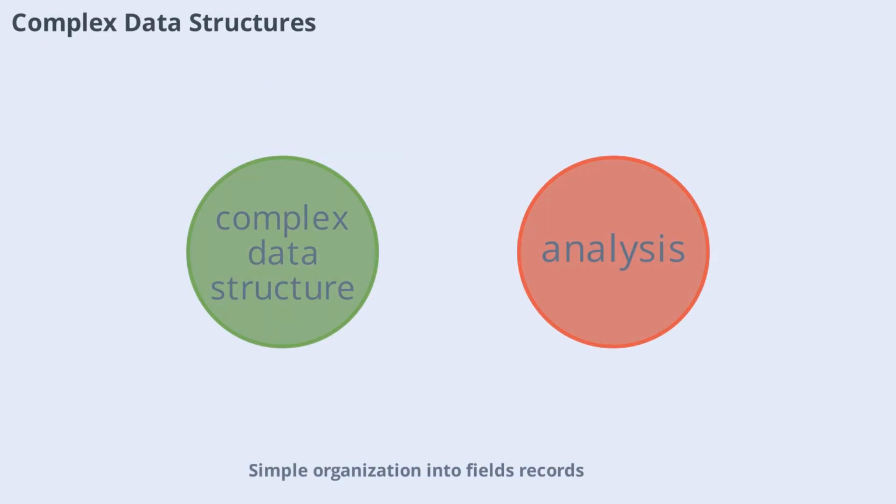Simple organization into fields, records, and files isn't always enough for complex data processing. That's where advanced data structures come in. Studying these involves 3 steps: describing the structure logically, implementing it in code, and analyzing its memory and processing requirements. This approach ensures that the chosen structure is both effective and efficient for the task at hand.